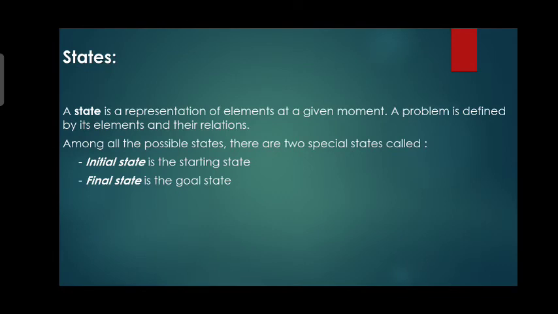Now among the possible states there are two special states in any state space. These are called the initial state and the final state. The initial state is the starting state and the final state is called the goal state. From the initial state I have to move to the goal state to reach my destination.